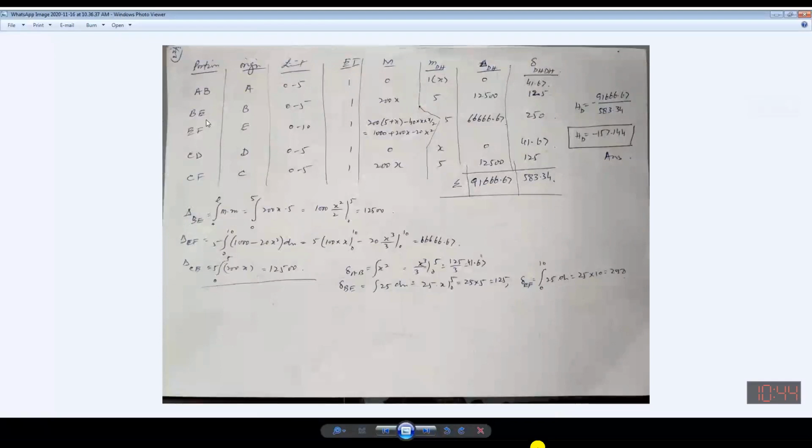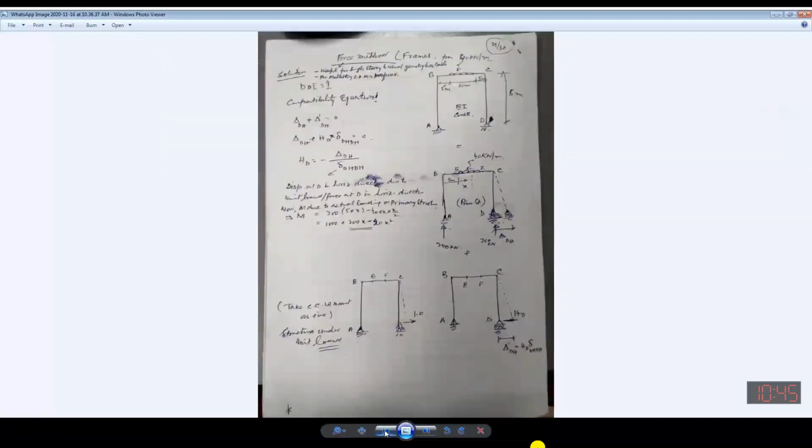So in this case, you know that the integral of capital M, small m, from 0 to L, into dx, gives you the deformation, deflection, displacement. This is a general expression. Now, what will we do? On the same lines as we have done for the beams, we will divide the whole structure into different segments. You can see one segment is AB.